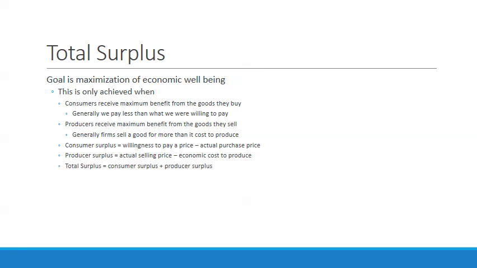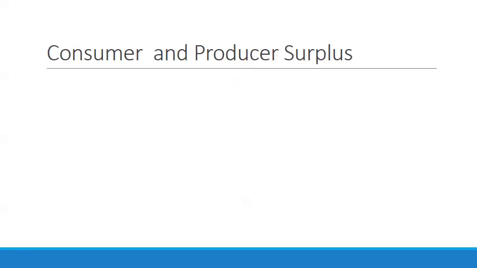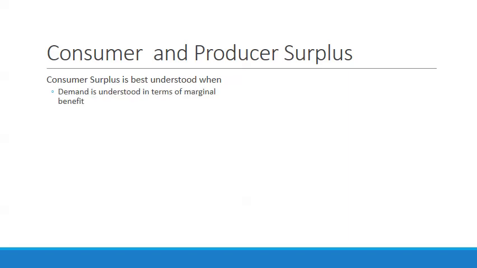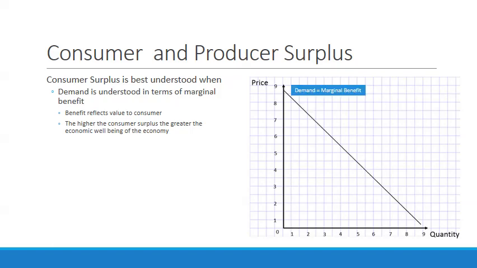Now, total surplus is just simply consumer plus producer surplus. So, consumer surplus is best understood when demand is understood in terms of marginal benefit, which, remember, is value. So, benefit reflects value to the customer. If we look at demand in terms of value to the customer, then the higher the consumer surplus, the greater the economic well-being of the country. So when we graph it out and look at it, here's demand also equaling marginal benefit, i.e. value to customers.